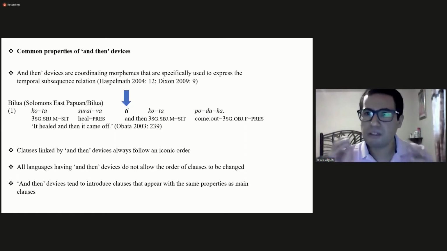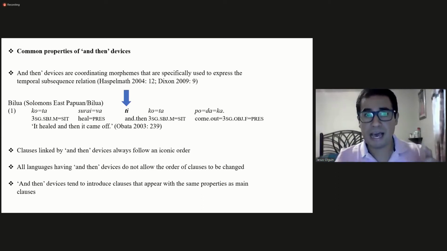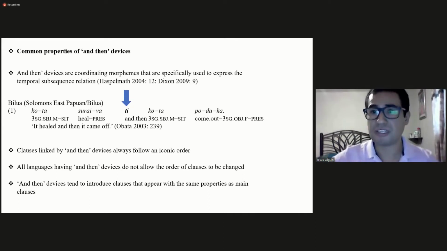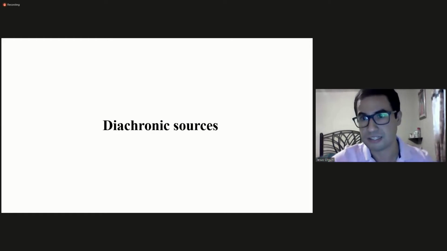That is, if we look carefully at example in 1, you observe that these clauses have the very same properties as main clauses. There is no indication of subordination. So these are some of the properties of and then devices. Now, what about the diachronic sources of and then devices attested in the sample?